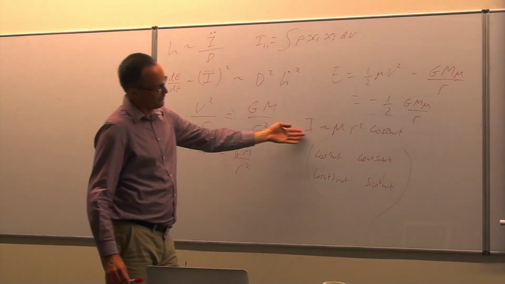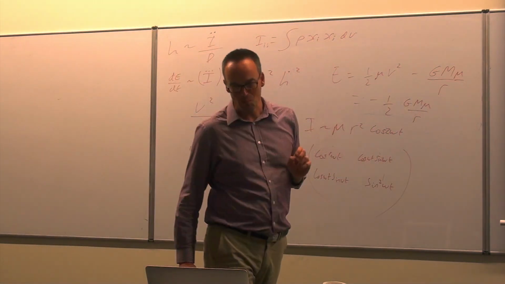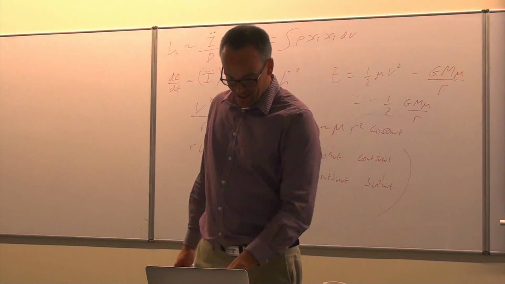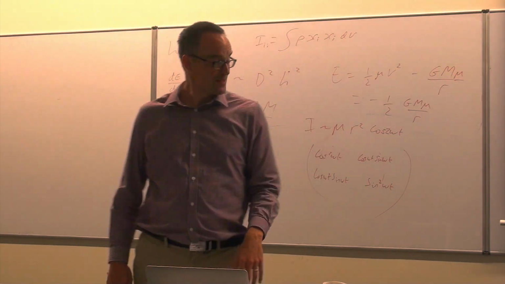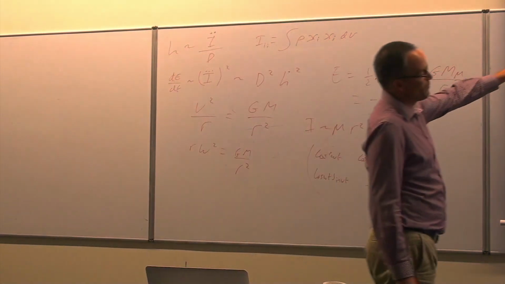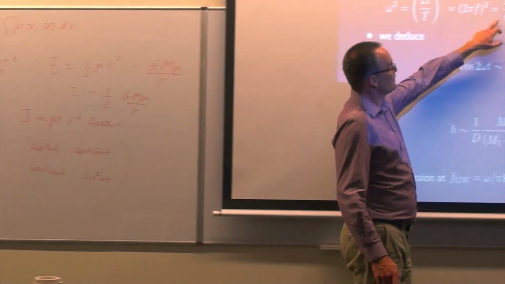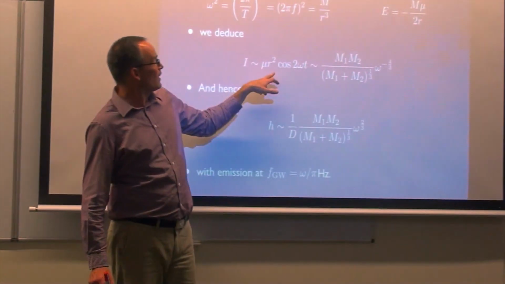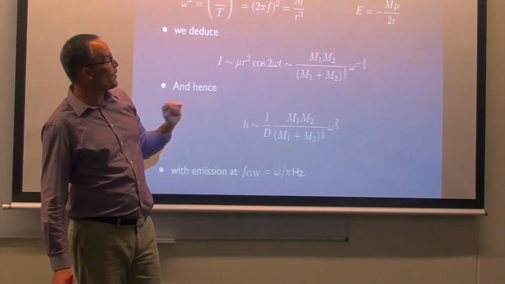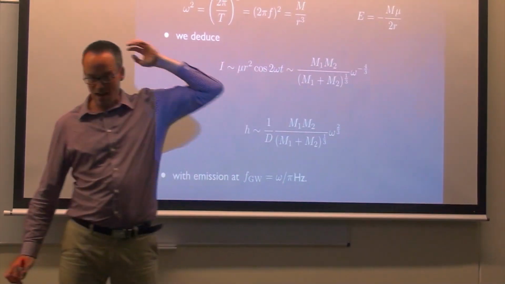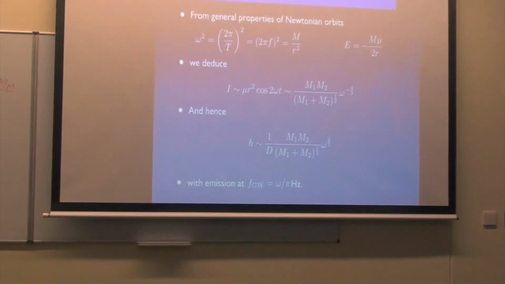We now want to put some more numbers back into this. From this relationship, omega squared is M over r cubed, we can say that this r squared here is basically M over omega squared to the 2/3.